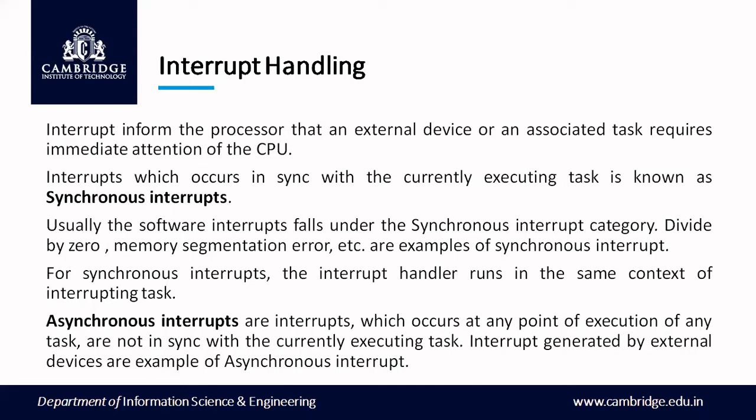Interrupts which occur in sync with the currently executing task are known as synchronous interrupts. So some execution is already happening, and related to that currently executing task, some interrupt occurs. That kind of interrupt we call a synchronous interrupt. Usually software interrupts fall under the synchronous interrupt category, like divide by zero and memory segmentation error. All these are examples of synchronous interrupts. For synchronous interrupts, the interrupt handler runs in the same context as the interrupting task. So in the same task itself, the handler is also going to run.